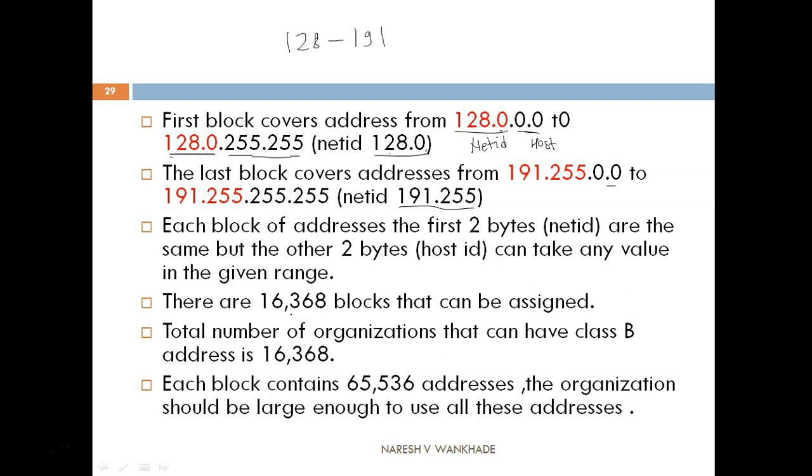And we have seen that 16,368 blocks are used for the assignment to organization. Means this number of blocks are used for organization. Total number of organizations that can have Class B address is 16,368, and each block contains 65,536 addresses. Means the organization should be large enough to use all these addresses.